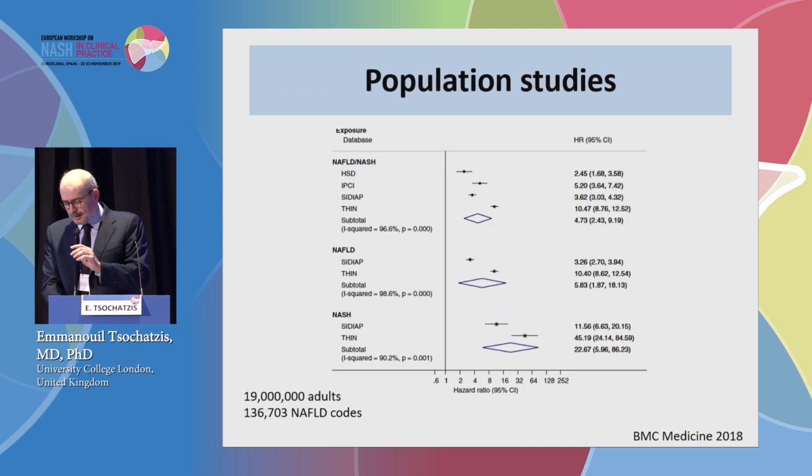If we look at population studies, and this again is GP databases from 5 countries. First of all, out of 19 million adults, only a small minority had a NAFLD code, but you could see that the NAFLD code, and particularly the NASH code, gave a very significant risk of liver-related events.